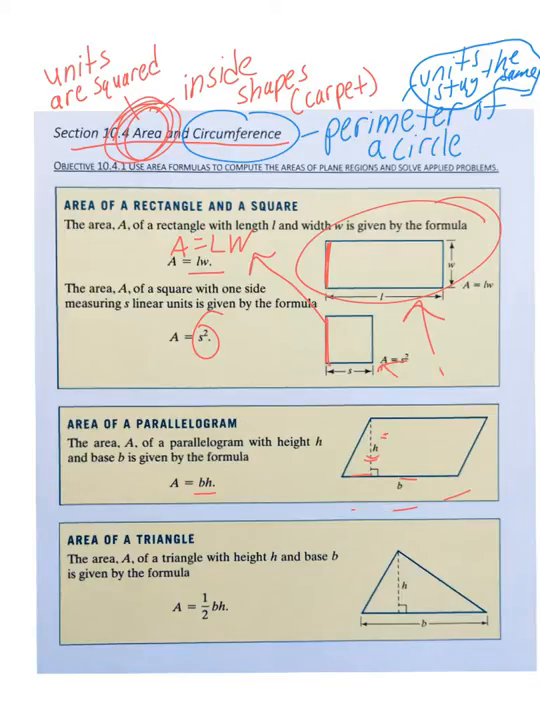And then on the bottom of this slide, they talk about the area of a triangle. Since a triangle is 1/2 of any parallelogram, you're going to do 1/2 times base times height. So 1/2 times the bottom, B, times the height, H.